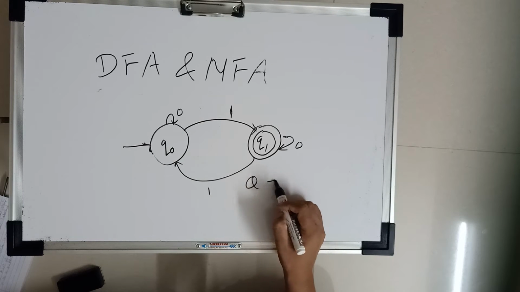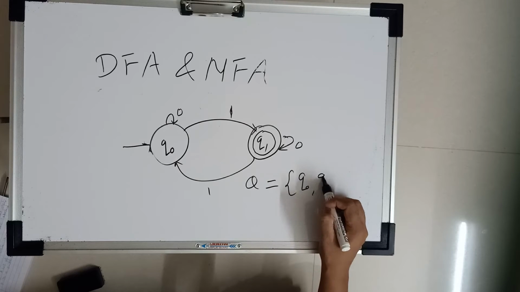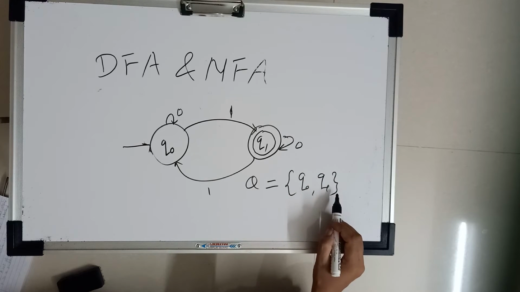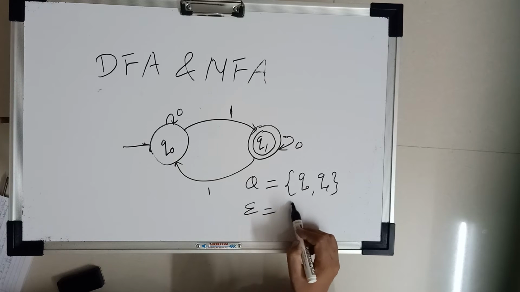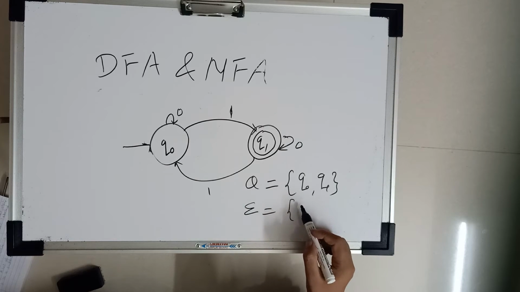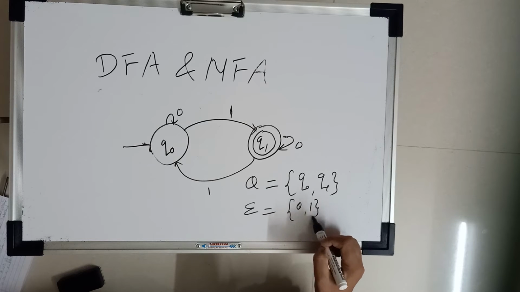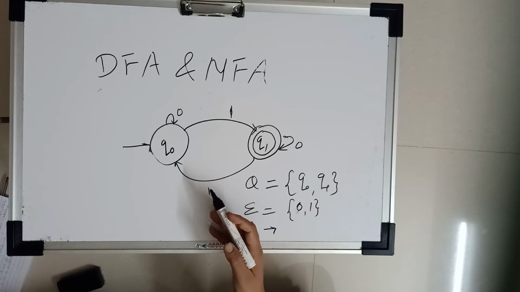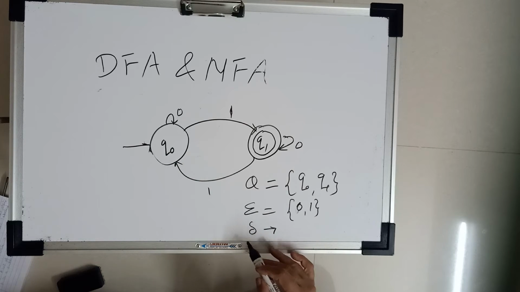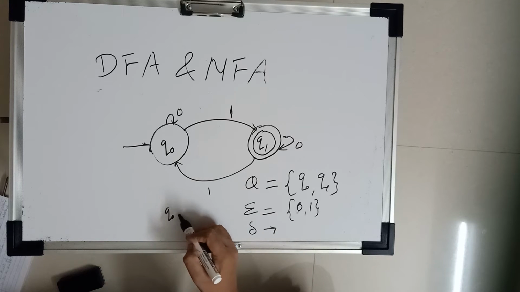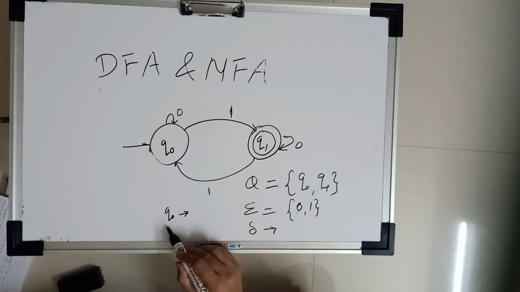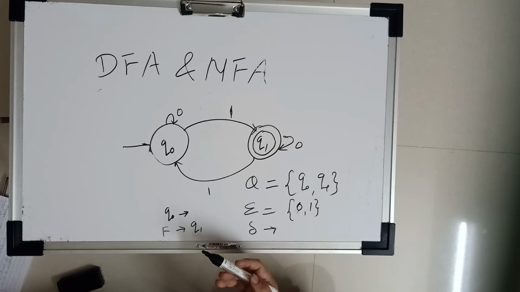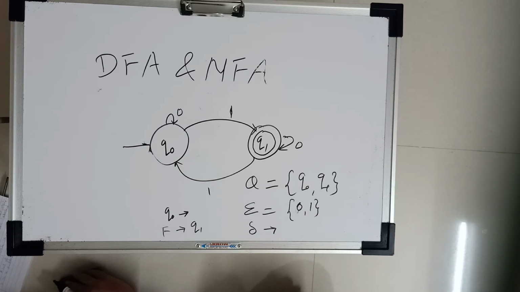So here what is your Q? Only two states are given, Q0, Q1. That is your Q, set of states. Sigma, what is your sigma? Whatever the input symbols are given, that are your input alphabet, 0 and 1. Delta means transition table. If we convert this diagram into transition table, that is your delta. Then Q0 is initial state. So here initial state is Q0 and final state F is Q1. So in this way DFA or NFA is given in 5 notations.